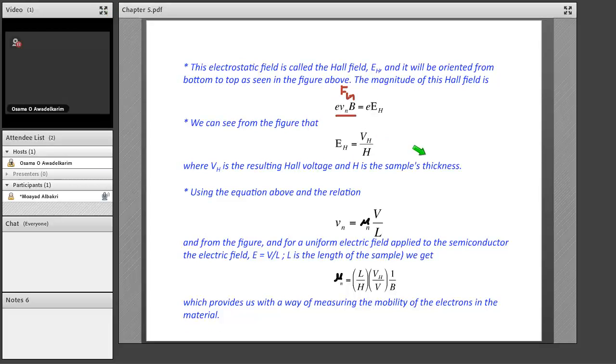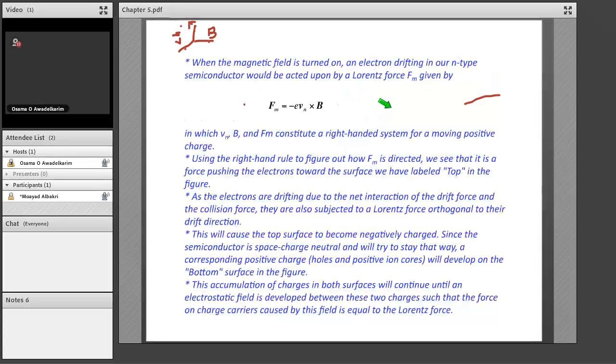E_H is V_H over H. And I can take this and put it back here. And if I do that, I also use an additional relation. What relation am I using here? Let me go back to the figure.